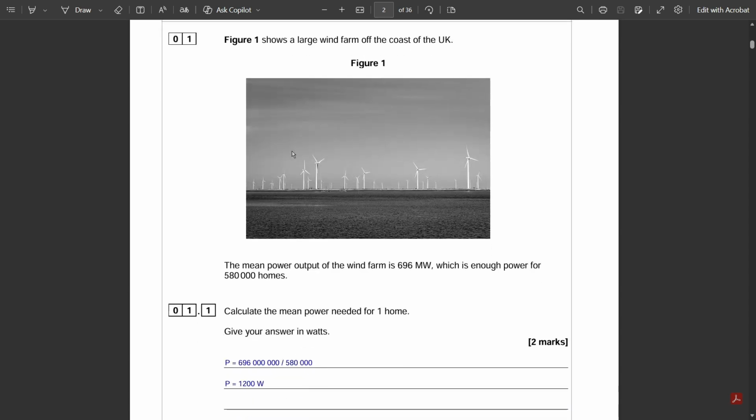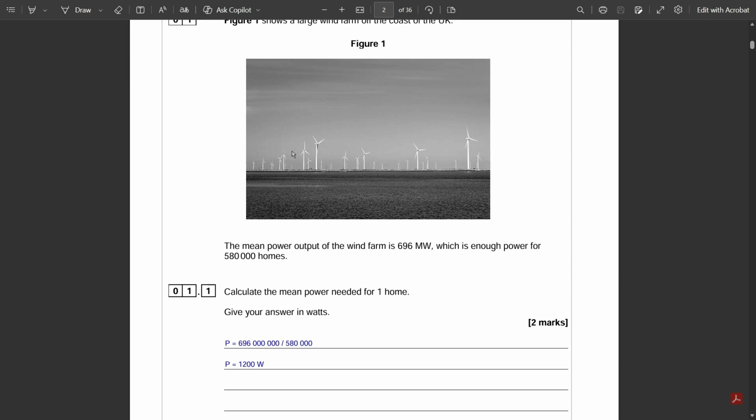Figure 1 shows a large wind farm off the coast of the UK. The mean power output of the wind farm is 696 megawatts, which is enough power for 580,000 homes. Calculate the mean power needed for one home, and we're meant to give our answer in watts.